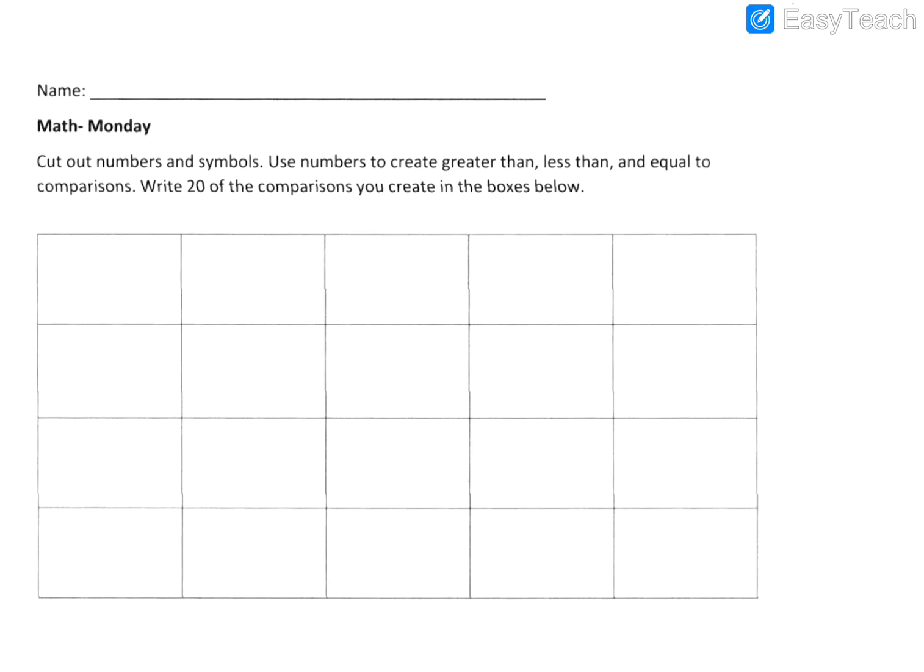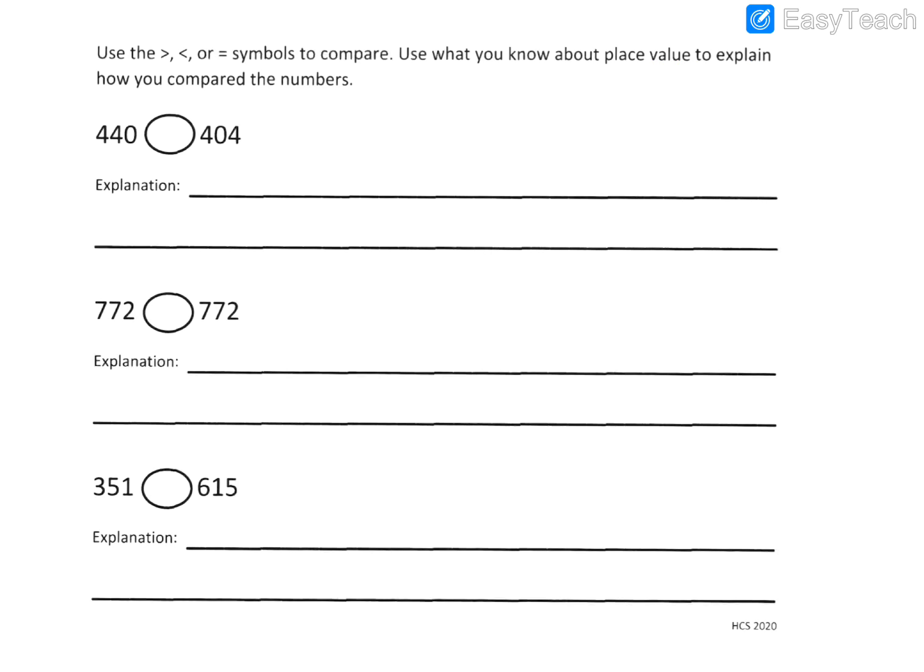When you've filled out every single one of these boxes, then you're going to go on to the next page. The next page says use the greater than, less than, or equal to symbol to compare. Use what you know about place value to explain how you compared the numbers. Now right here I have the number 440, and it's either going to be greater than, less than, or equal to the number 404. Remember, we always want to start with our hundreds place and compare those.